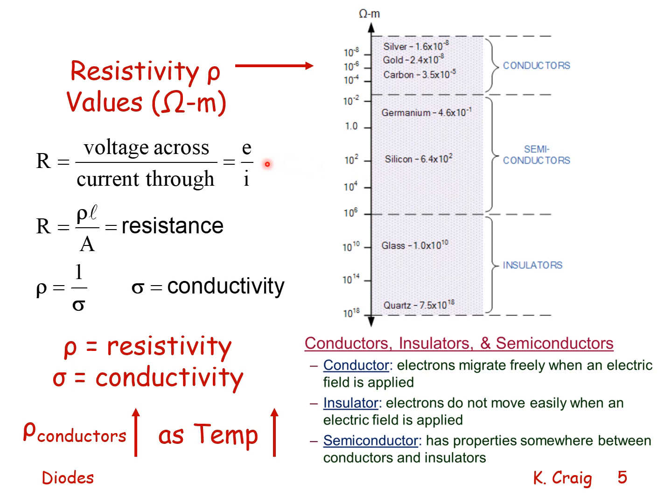Resistance is defined as the voltage across an element divided by the current flowing through the element. And the resistance of a piece of material is defined as the material property resistivity rho times the length of the material divided by the cross-sectional area of the material. Resistivity is the reciprocal of sigma, which is defined as conductivity. And resistivity of conductors is not a constant, but will increase as temperature increases.